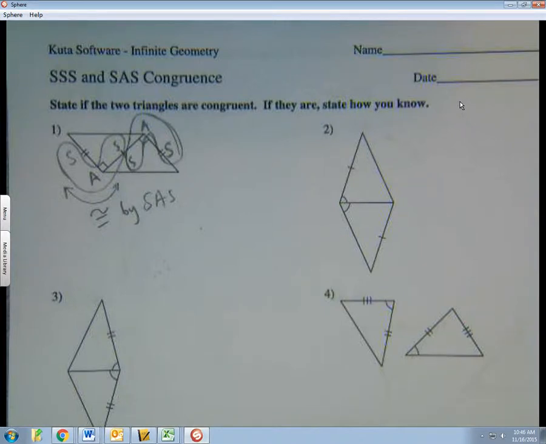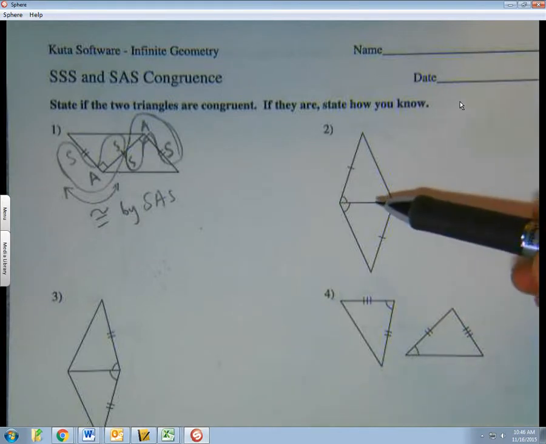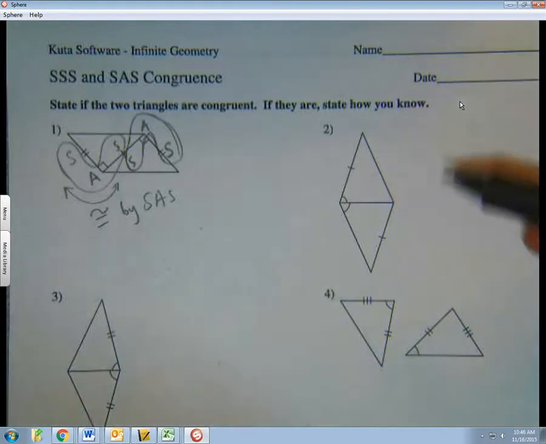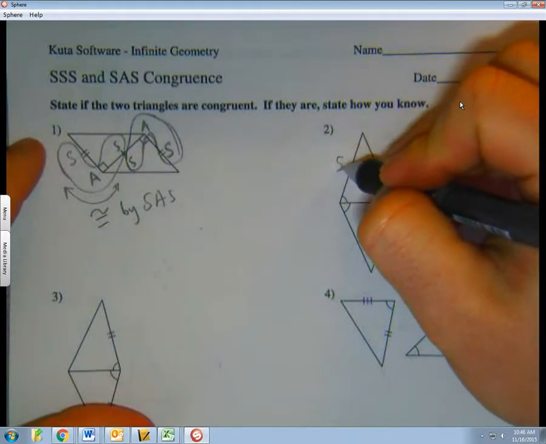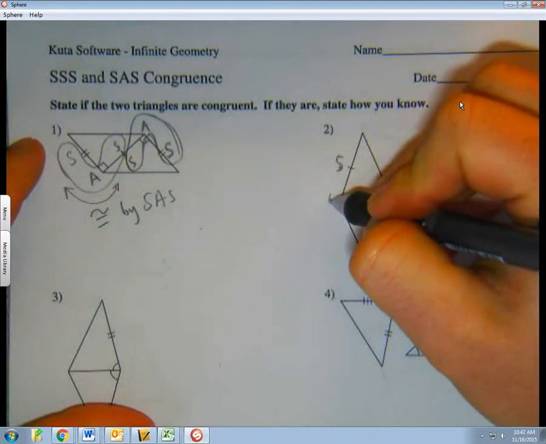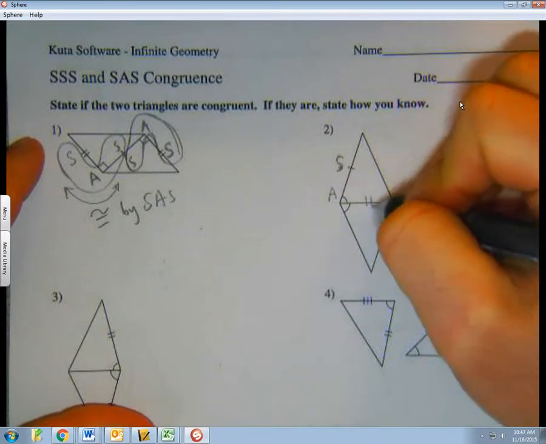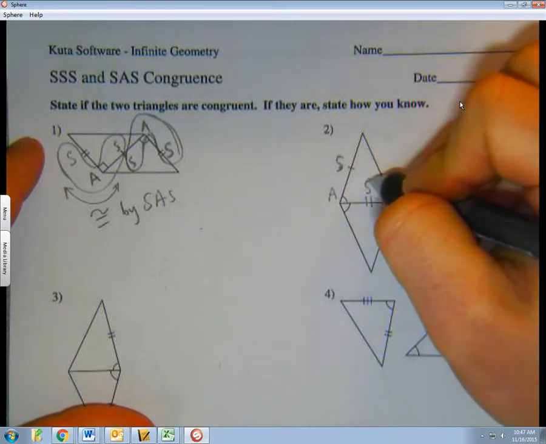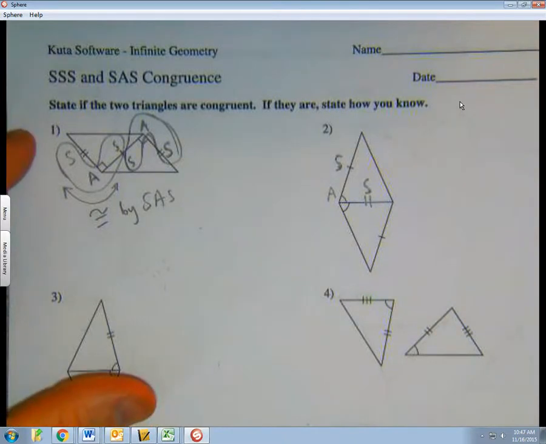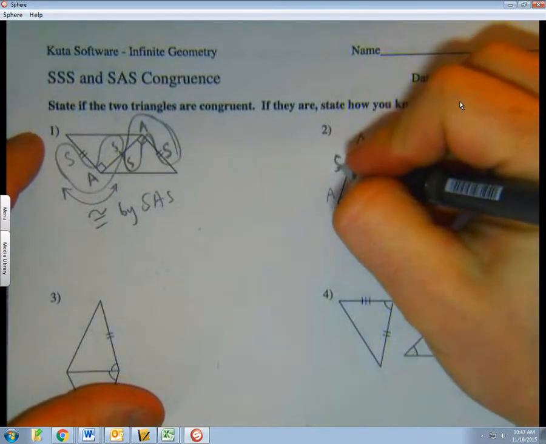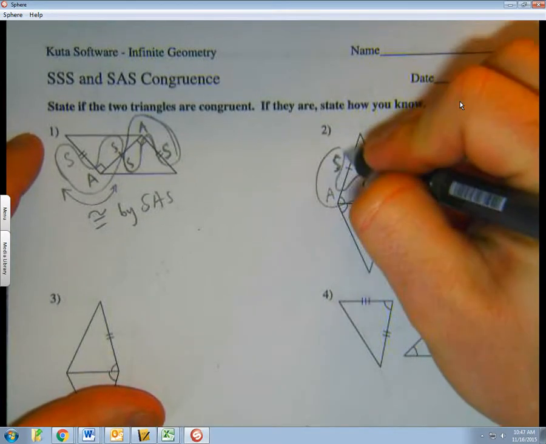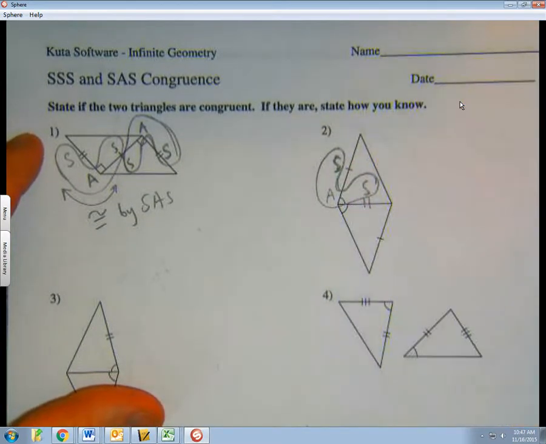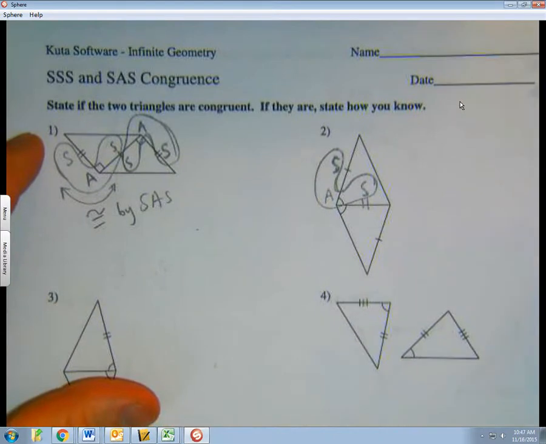Now let's look at this one. I've got a side, an angle, and then right here I've got a side. So it's looking pretty good so far. I've got side angle side here. Okay, we're in a good place with that. Alright, let's look at this other one.